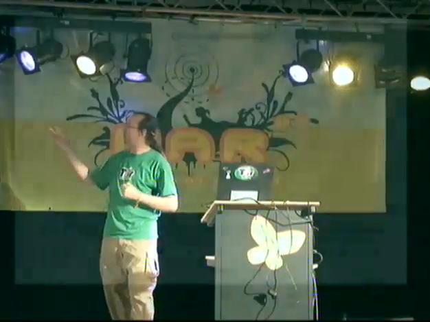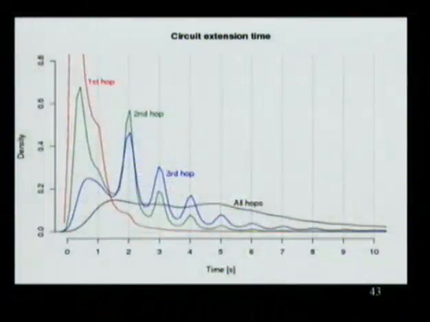So this is a map of how long it takes to extend your circuit for each hop. The first hop takes far less than a second, but the second hop, a lot of them are taking exactly 2 seconds, from when we start the request to when we get the answer for that second hop. And the third hop, a lot of them are taking exactly 3 seconds.